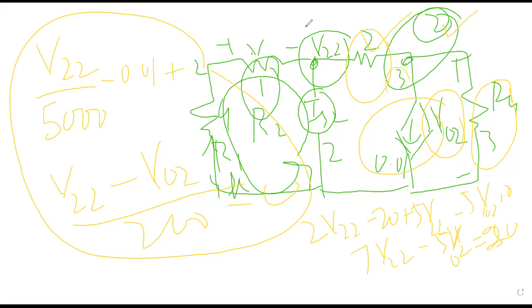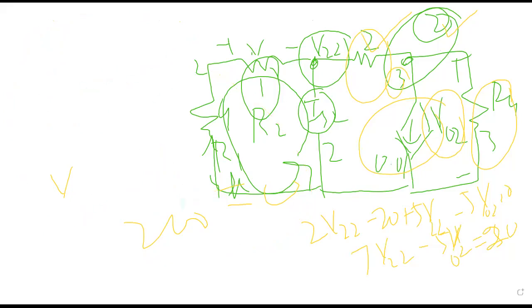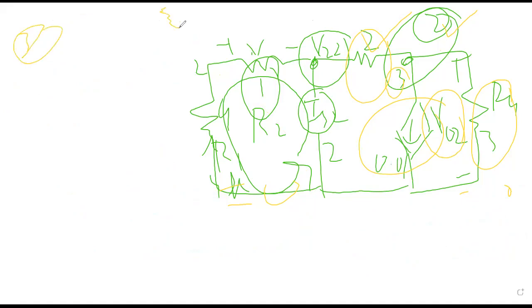Now there is also a node 3. So how to do with node number 3? Sorry, for node number 3, the value is V02 minus V22, and the resistance is 2, so 2000, plus.